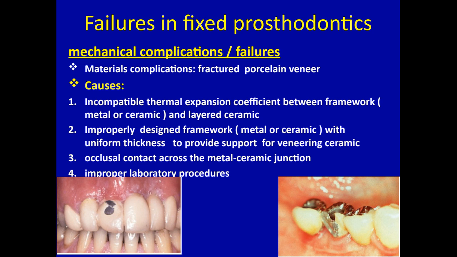Or if there is occlusal contact across the metal ceramic junction, like this case, there is a contact on the junction between ceramic and metal. The junction between ceramic and the metal should be away from the occlusal contact at least 1 mm. This fracture of the labial ceramic veneer of the anterior FPD is because of incompatibility between the metal alloy and the veneering glass ceramic.